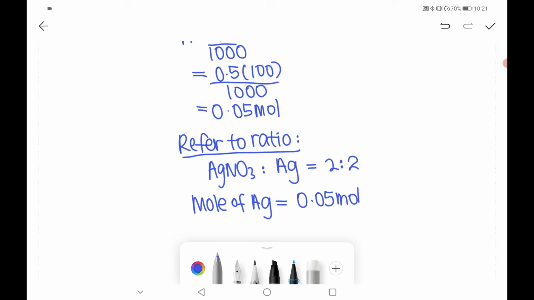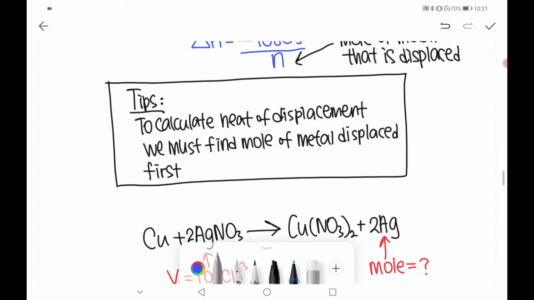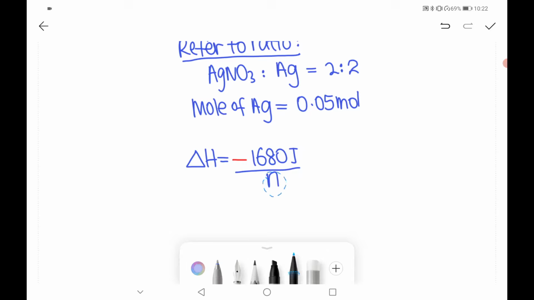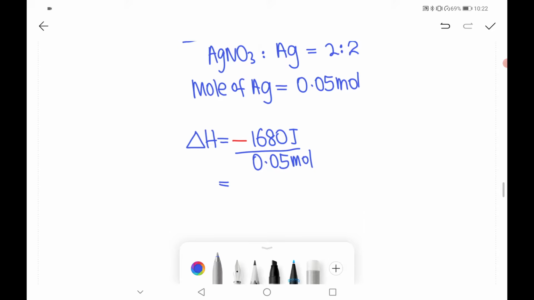So now we found the mole already. We can put the mole into this formula. We copy the formula and just put the mole inside again, 0.05. The unit is mol. Now we can key this whole thing into our calculator. We have 1680 divided by 0.05, so we will get 33,600. Don't forget the sign, it is negative.